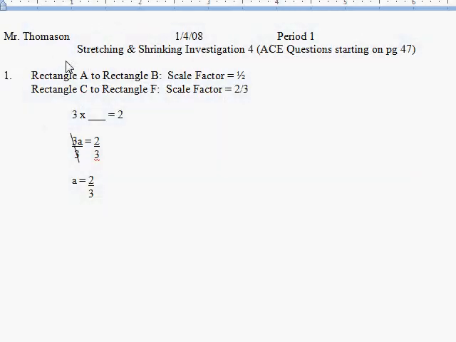Okay, so we have all our answers for number 1. Then you would just move on to number 2. Obviously, you'd be writing them, or you can type them. That's up to you. But we just finished number 1 on page 47.